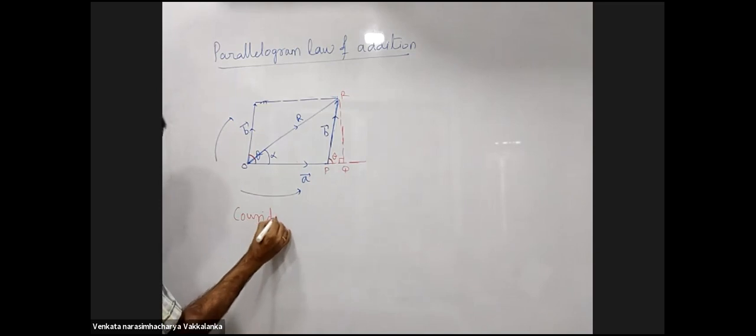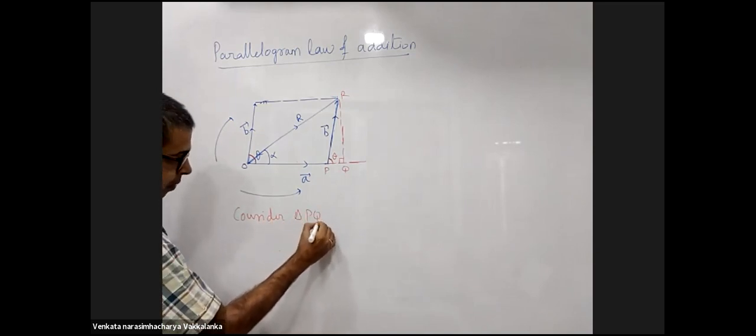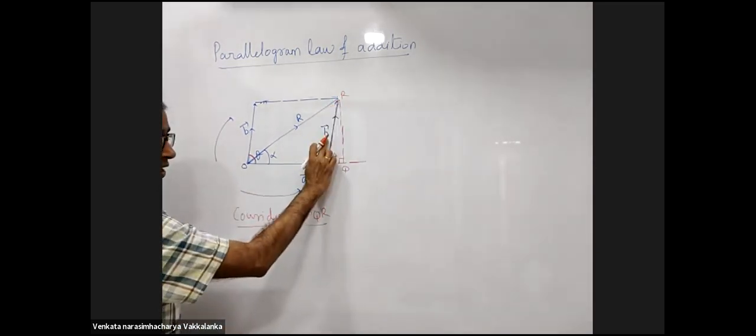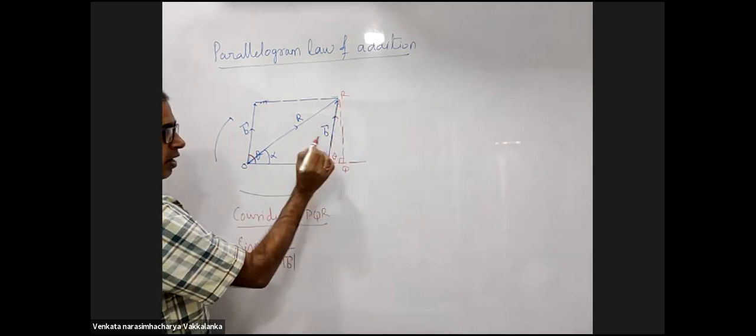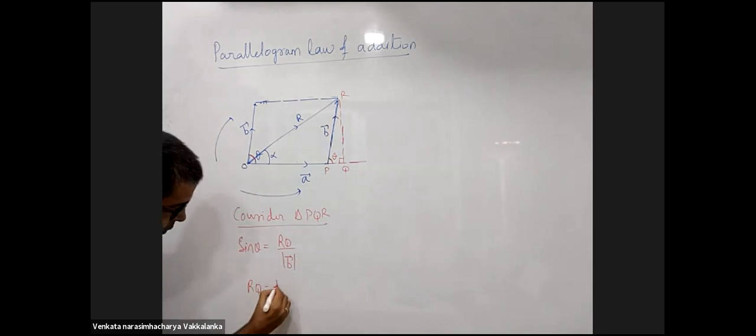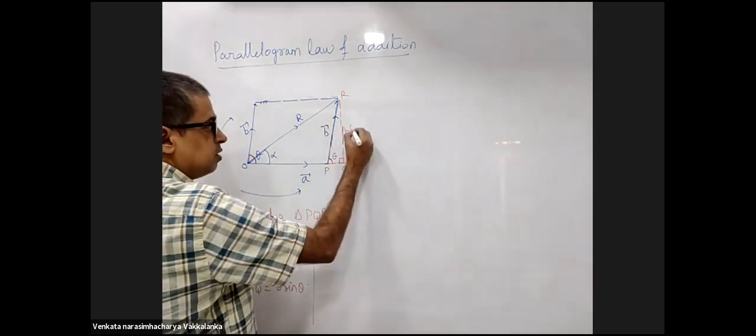Consider triangle PQR. PR is the vector B. Sin theta will be RQ by B, opposite side by hypotenuse. RQ is B sin theta. This is B sin theta. So far, so good.